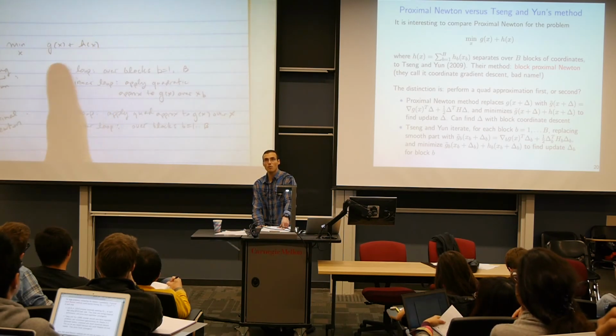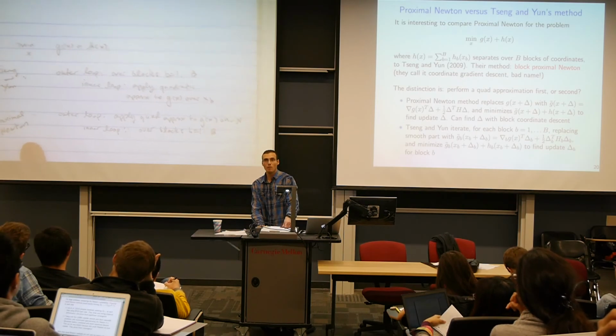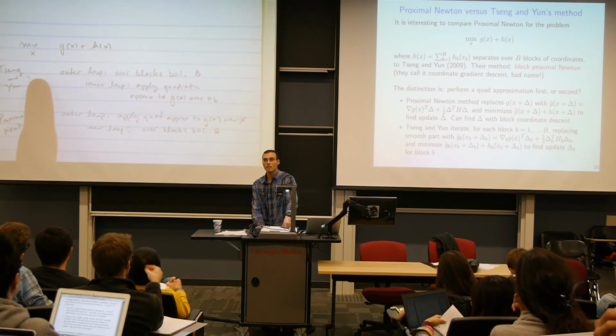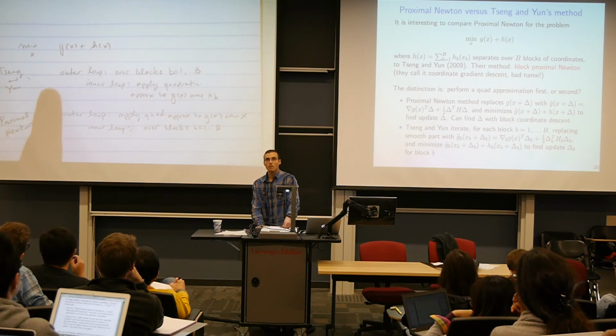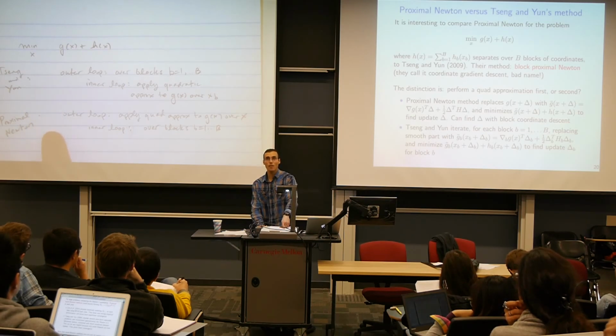And I find that when I talk to people who solve these types of problems, where h is block separable and g is smooth, they often confuse these two. So people will tell me they're applying proximal Newton, but they'll actually be applying this. Or they'll tell me that they're applying coordinate descent with Newton updates, but they're actually applying this. So these are not really distinguished very well, but they should be because they're different methods. These are not the same thing.